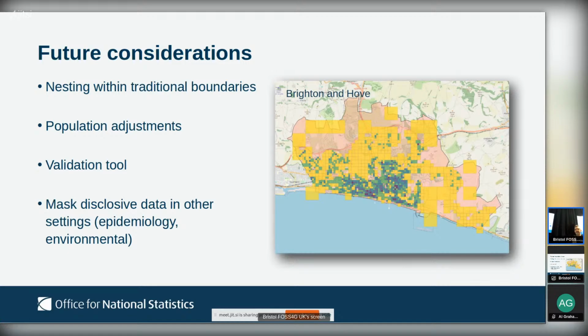For some use cases for the data, we think it would make a good validation tool for models that have been developed, and then it can be used to mask disclosive data in other settings, such as epidemiology, or combining with other data sets, such as environmental data sets, to see how things are changing in the sort of net zero or climate change and things like that.